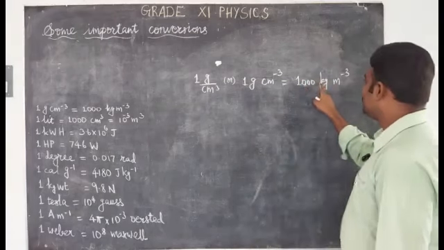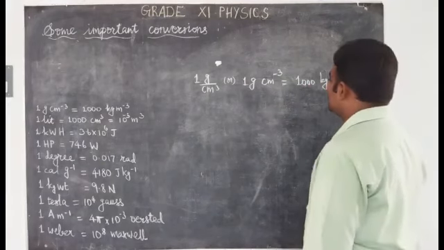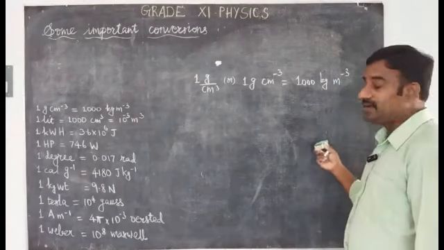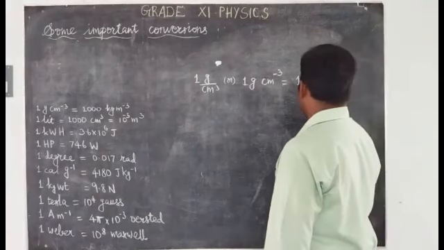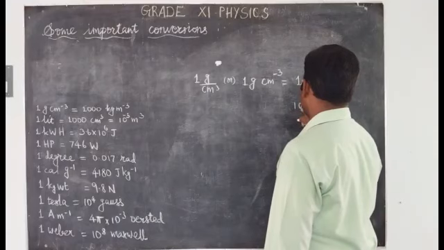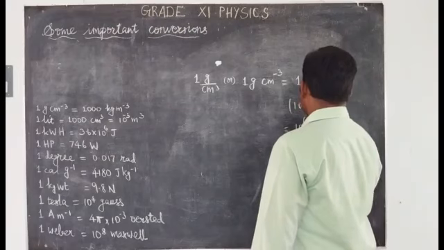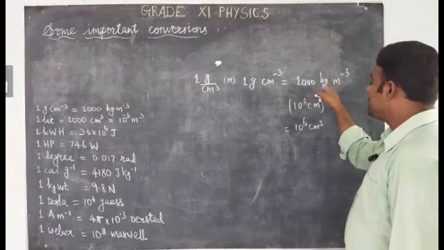So 1000 into 1000, one of them vanishes, and you get the kilogram. So 1000 kilogram per meter cube. Because we converted centimeter into meter, 1 meter is equal to 100 centimeter, 10 power 2, the whole cube. What do you get? 10 power 6 meter cube. The 10 power 6 is in the denominator, so when it goes up, what happens? You know how they converted the unit?